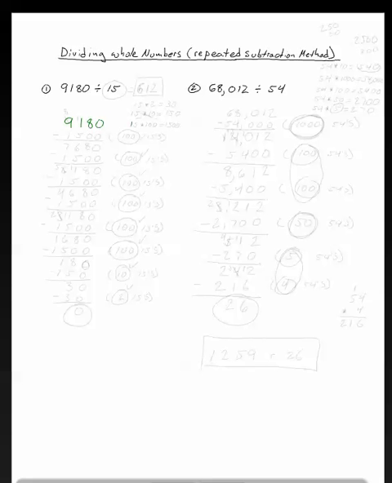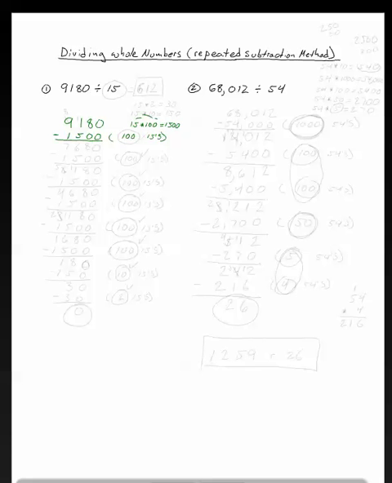So we may do something like 15 times 100 is 1,500. So if I subtract 1,500, I'm really subtracting 100 15s. That's what I get from here. It's 100 15s.